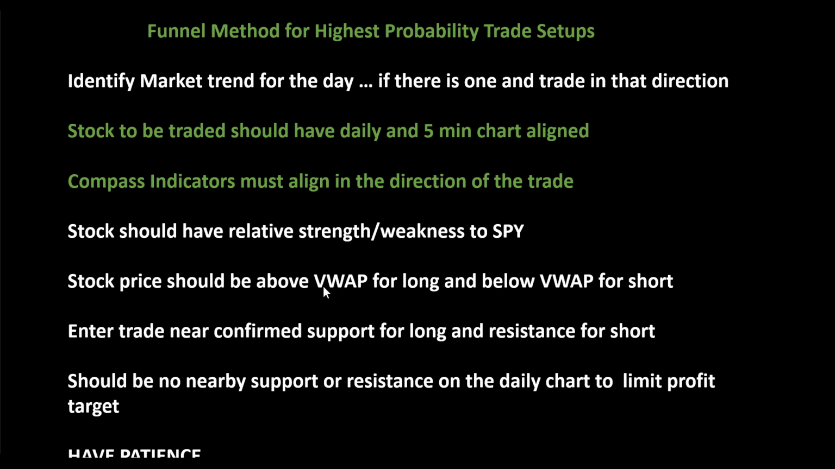This is a critical level that the institutions use. The institutions use VWAP all the time, and if you see them on your chart, you'll notice how many times the stock's prices come down to the VWAP and bounce right off of it, or go up to the VWAP and reverse back.